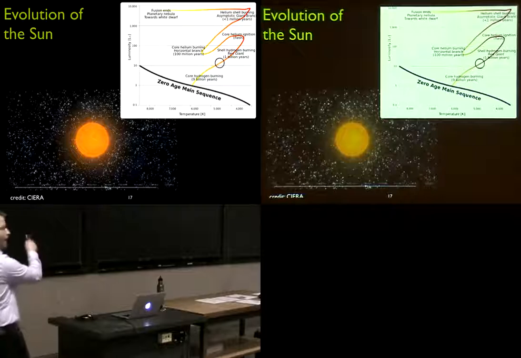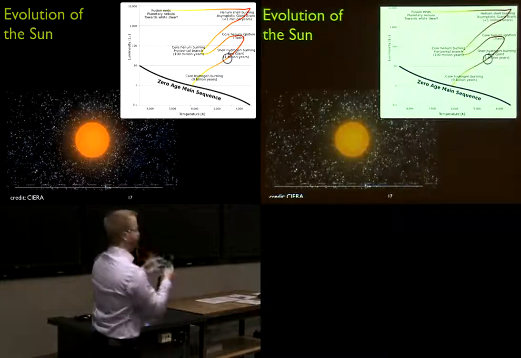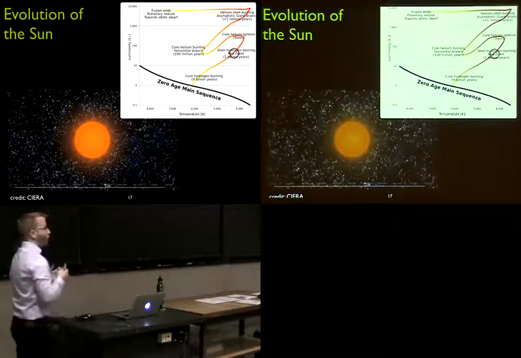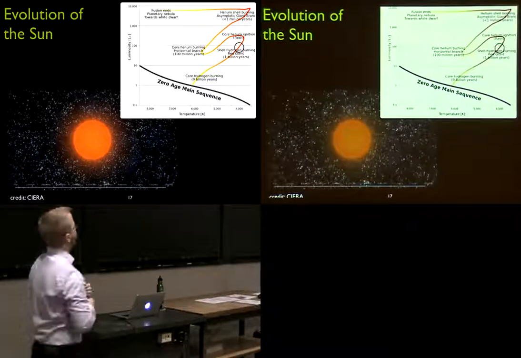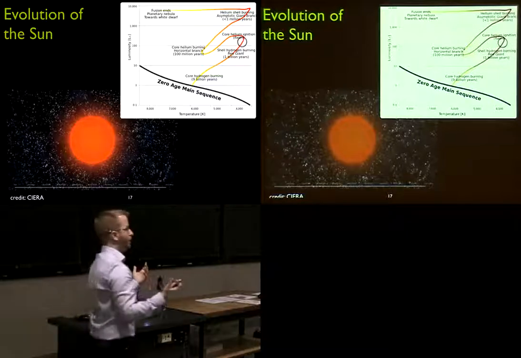And as that happens, it gets fluffy. You start pushing the fusion to further and further radii. It starts getting the star bigger and fluffier. That's why the radius is going up. And the opacity is going up as well, which is making it redder. It's blocking the amount of light that's coming out. And then eventually, you run out of hydrogen to burn.